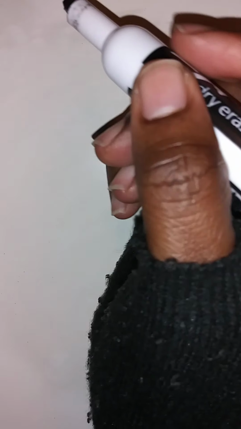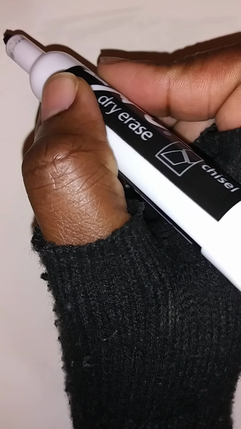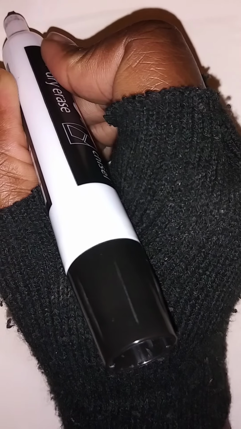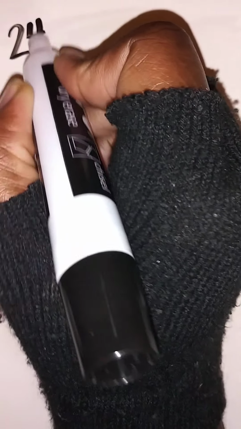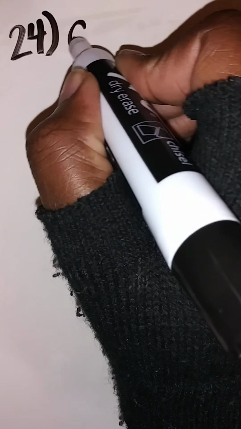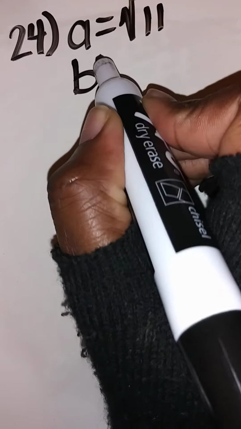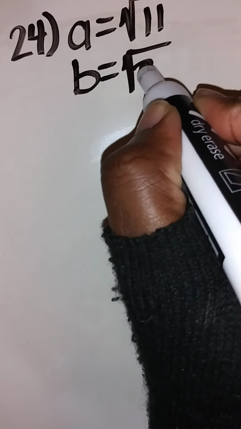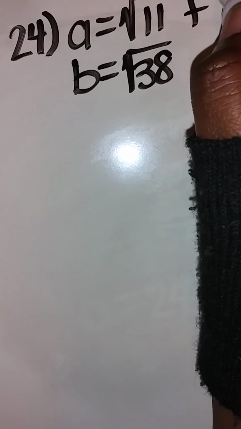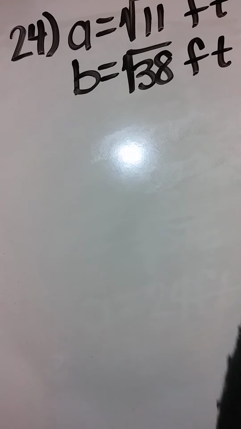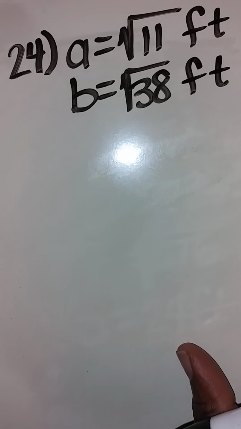All right? Calculator helps save a lot of time. So if you know how to use it, you're doing great. Look at number 24. A equals the square root of 11. B equals the square root of 38. And they're measured in feet. So we know that whatever my answer is, I want to keep it positive.